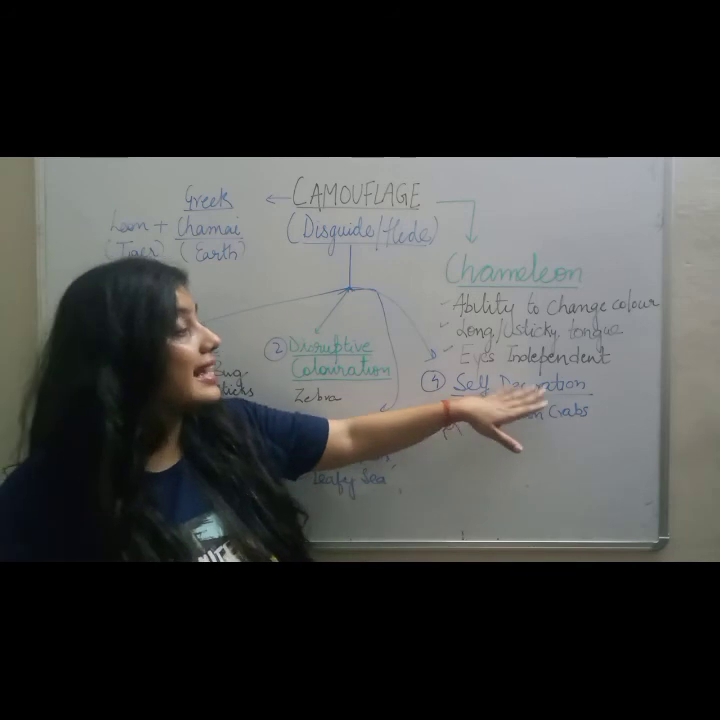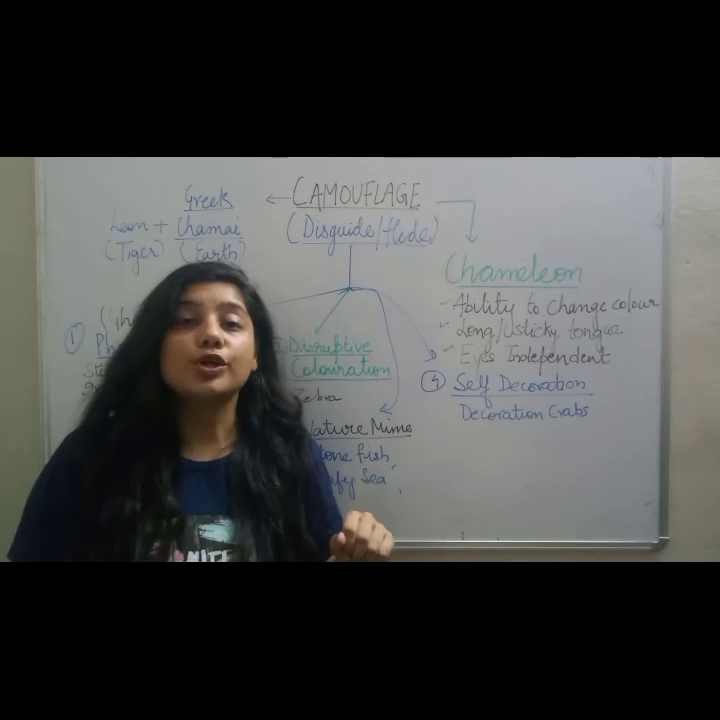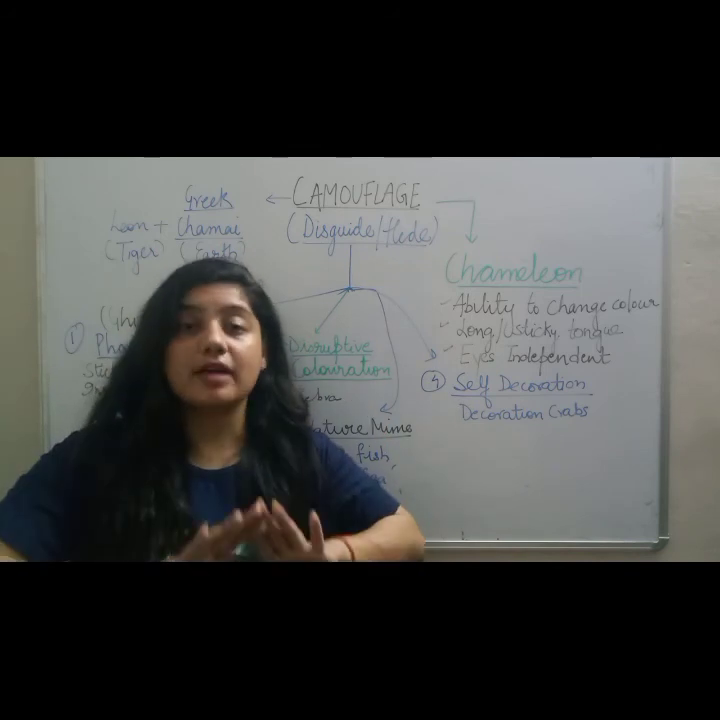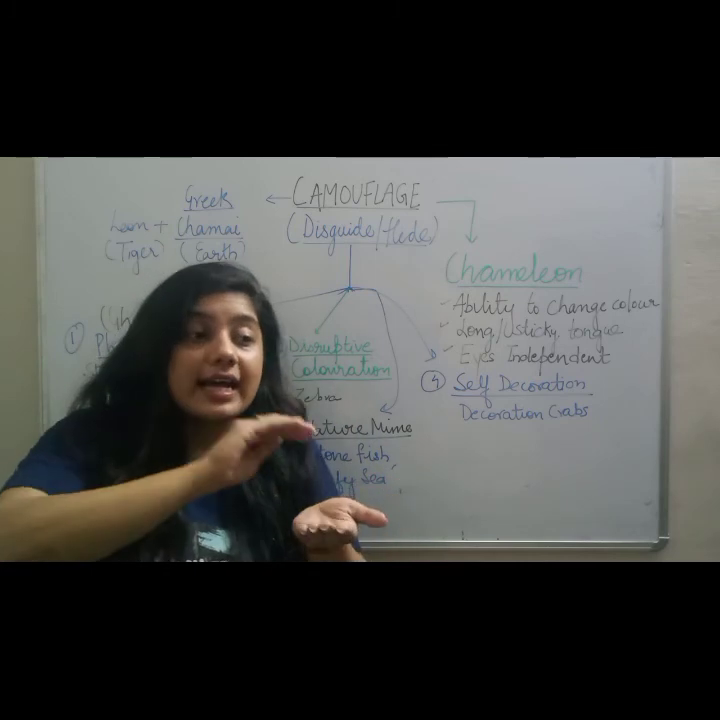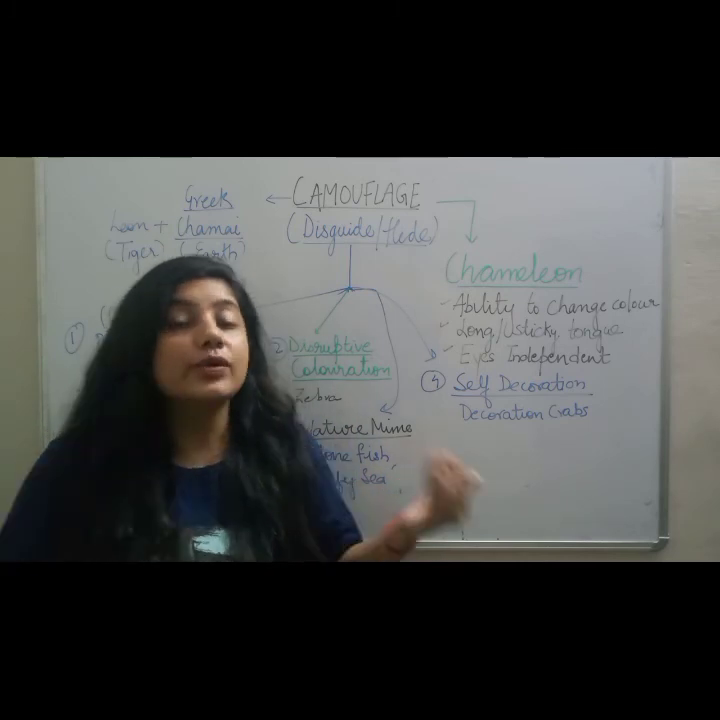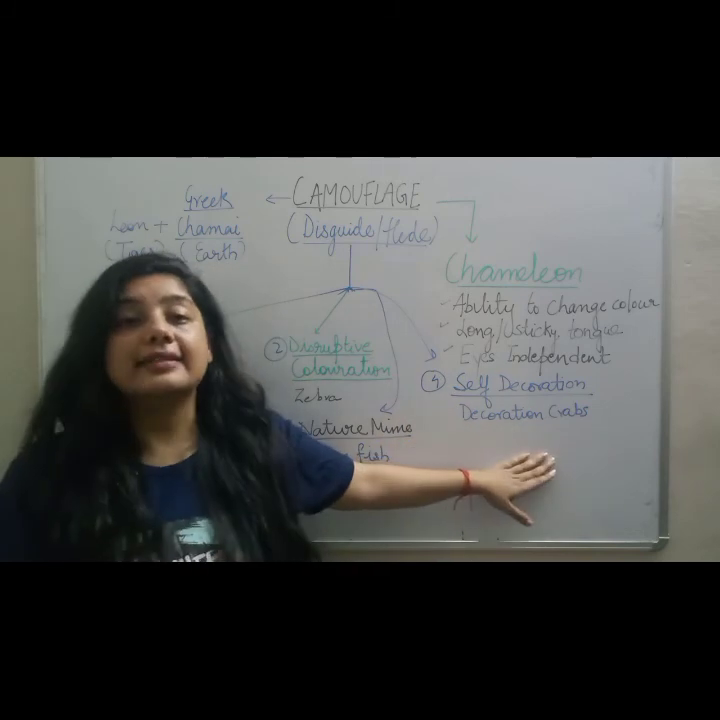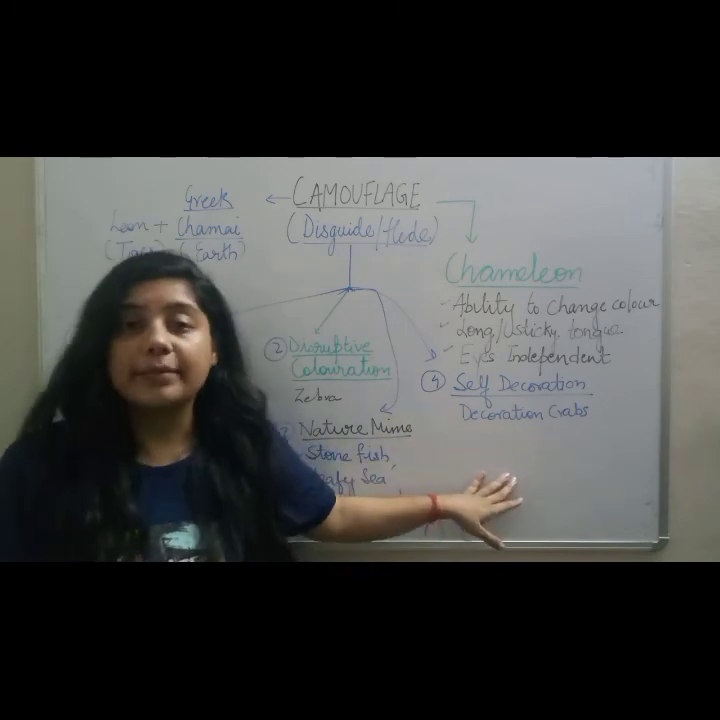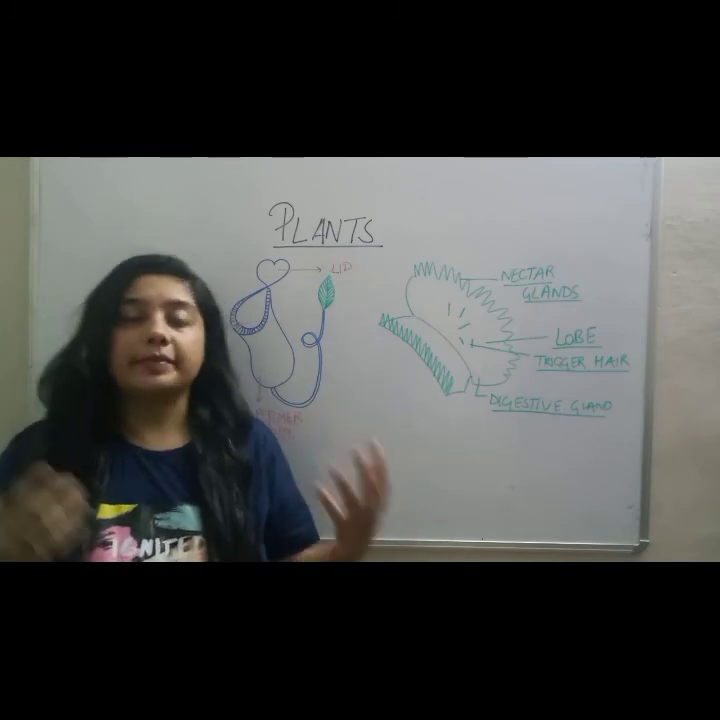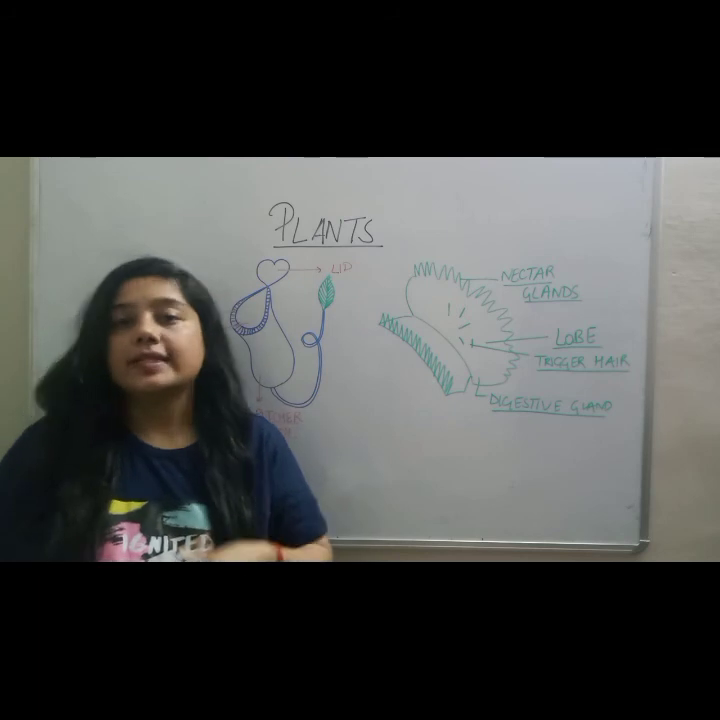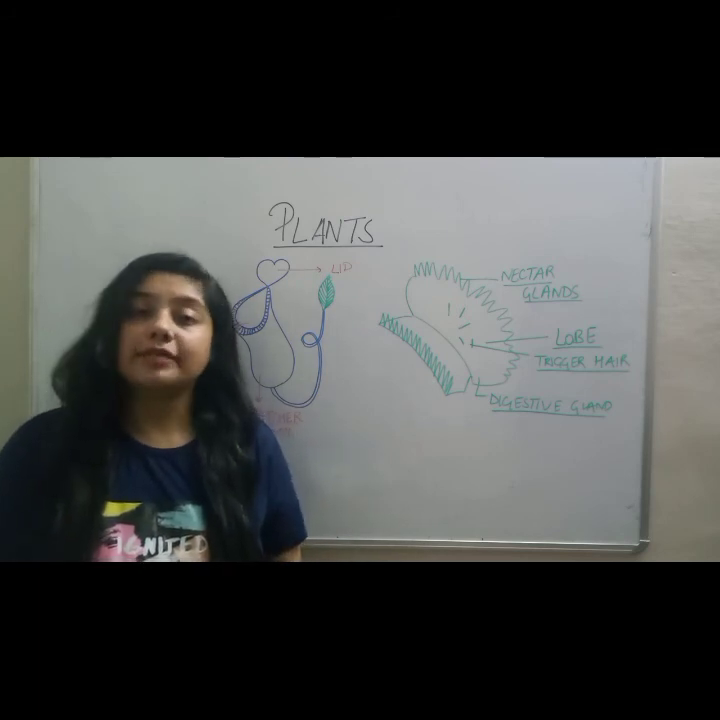Now there is also some self-decoration kind of camouflage. Some animals and insects cover themselves with a lot of stuff. They cover themselves with stone, etc., so that they are under the stones and nobody can see them. What is an example of this? Decoration crabs are an example of self-decoration camouflage. Now we have seen camouflage in animals, all kinds of disruptive coloration, be it increasing the size or texture, etc. Now we are going to read about camouflage in plants.